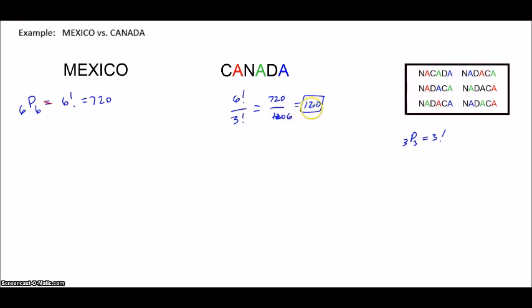And so the fewer number of arrangements of the word Canada versus Mexico is related to the fact that there are those 3 A's occurring there.